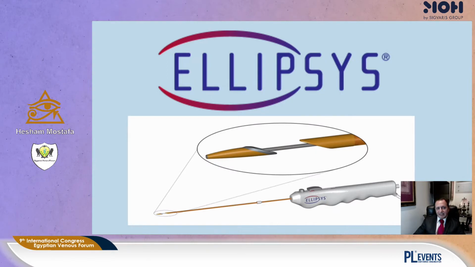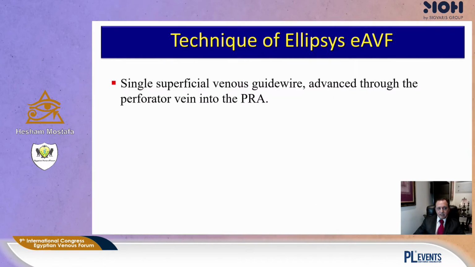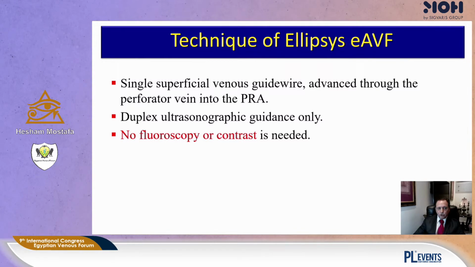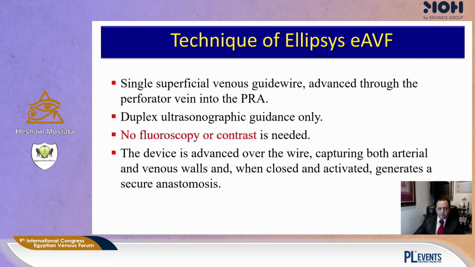What about the second system, which is the Ellipsys from Medtronic? It's a single superficial venous guide wire advanced through the perforator into the proximal radial artery. It requires duplex ultrasound guidance only, no need for fluoroscopy, no need for contrast. The device advances over the wire, capturing both the arterial and venous wall, and when closed and activated, generates a secure anastomosis, and finally, sometimes requires balloon dilatation of the anastomosis.